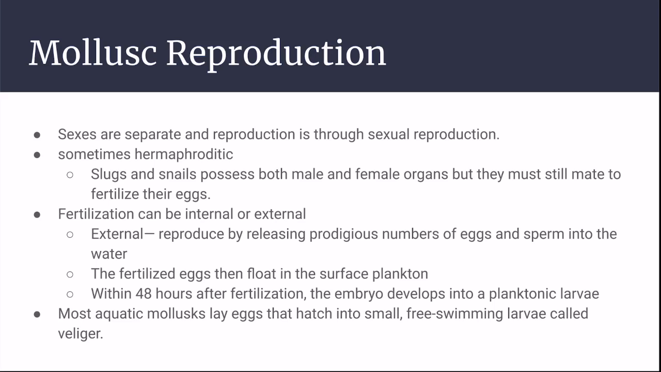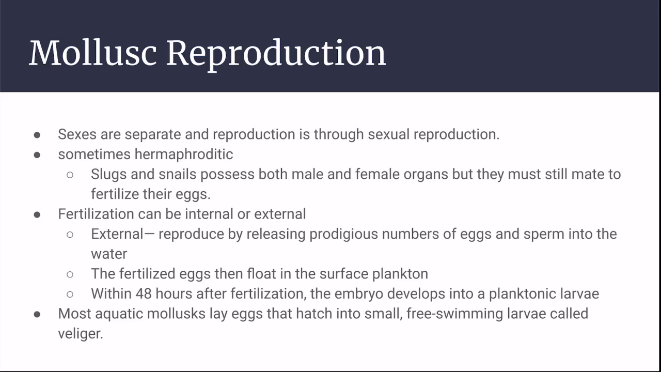If it's external, then they reproduce by releasing a bunch of eggs and sperm into the water, and then eventually they get fertilized and float up to the top of the water. But also aquatic mollusks can lay eggs and then they hatch into little larvae, and those are known as veligers.